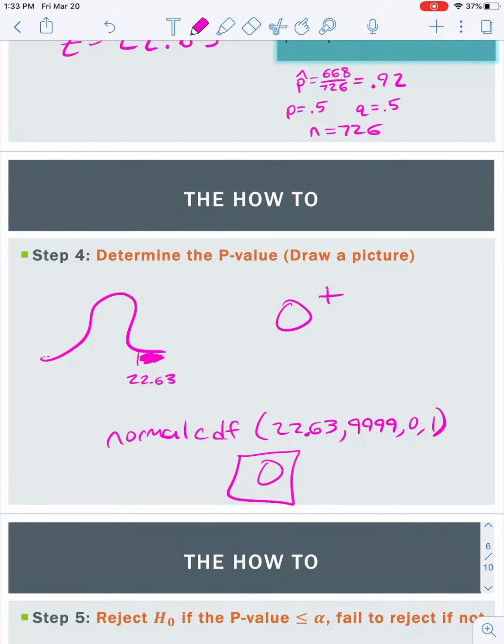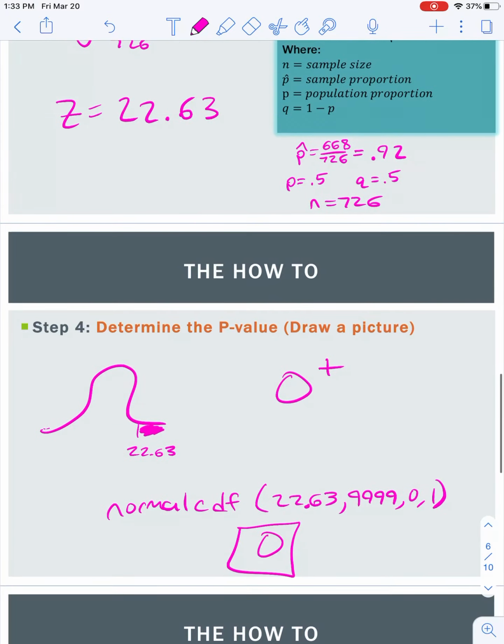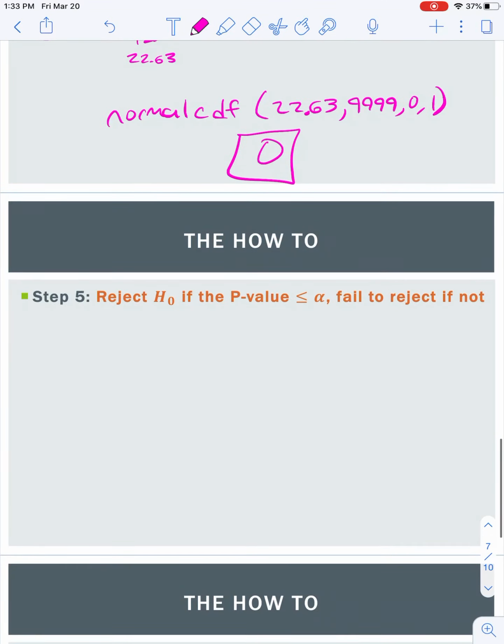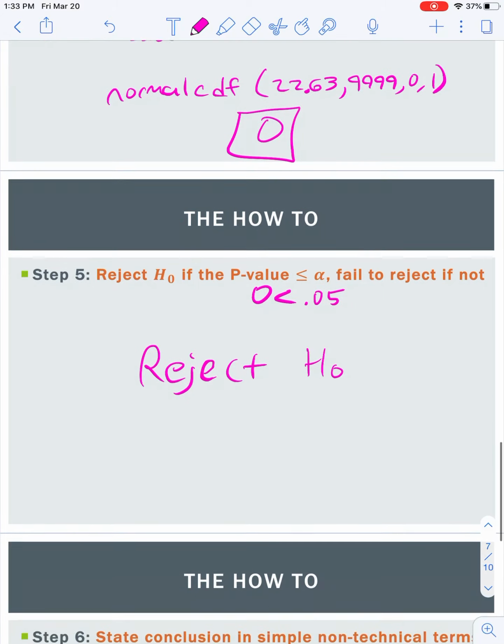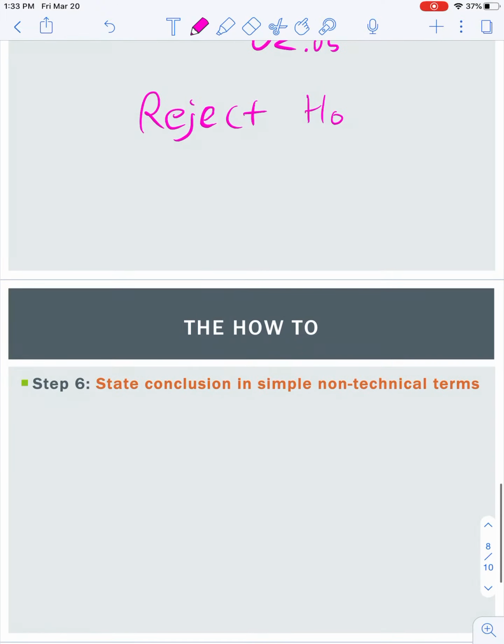And what that means is we're going to be able to reject no matter what alpha is. We are certain that this shouldn't have happened. If the real probability of having a girl is 0.5, there's no way we're getting 668 girls out of 726 births. Okay, so we go to our conclusion. 0 is obviously less than no matter what we set alpha to be. I think we set alpha to be 0.05. 0 is definitely less than that, so we will reject the null. We always reject if we are less than the alpha. So we will reject the null. And our conclusion is there is definitely enough evidence.